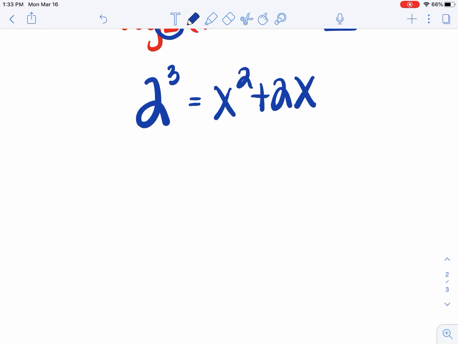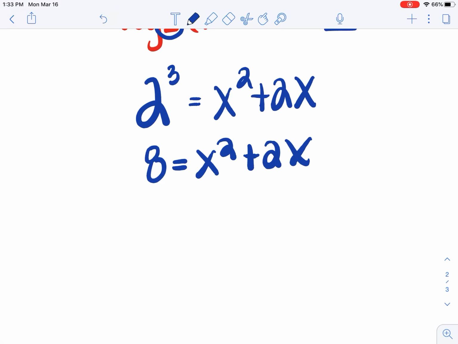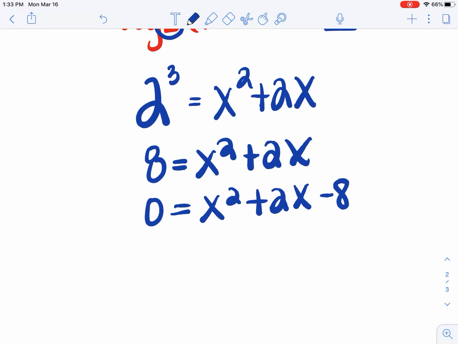Notice if you would have accidentally wrote 3 squared, you would have gotten 9. And when you subtract 9 from both sides, you're going to end up with something that's not factorable. So if you find yourself in that situation, you've obviously made a mistake, at least on the problems that we've made up for you. Subtract 8 from both sides. X squared plus 2x minus 8 is equal to 0, and factor.